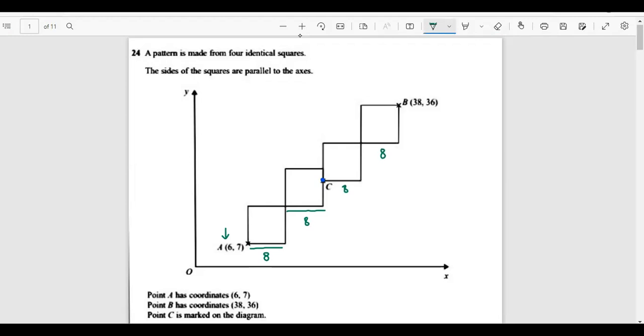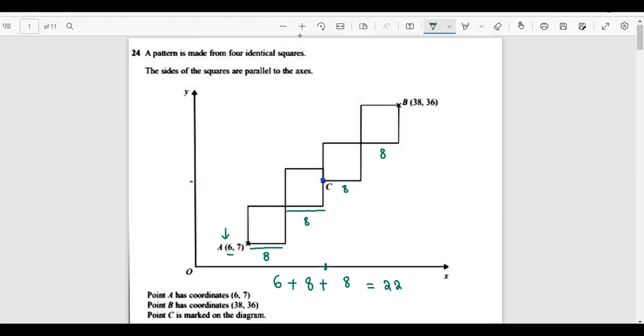This would be 8. And for finding out C, it would be 6, since the X coordinate is 6, plus 8 plus 8. That would give you 22. Yeah, 22. 22 is the X coordinate of C. That is good.